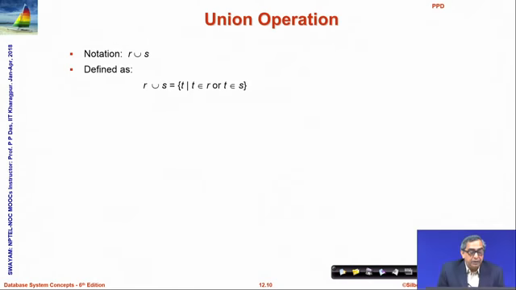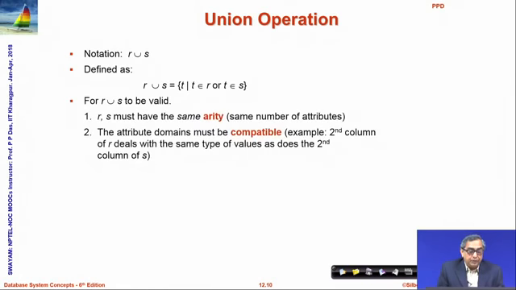Moving on, the third operation is quite simple. It is set theoretic union. So, R union S, where R and S are two relations, is the set of tuples which either belong to R or belong to S or belong to both.